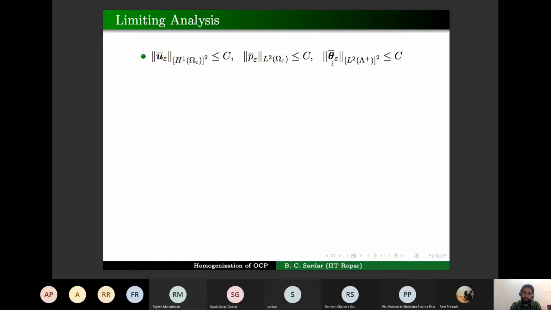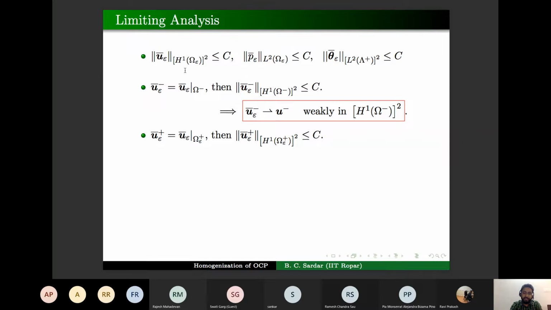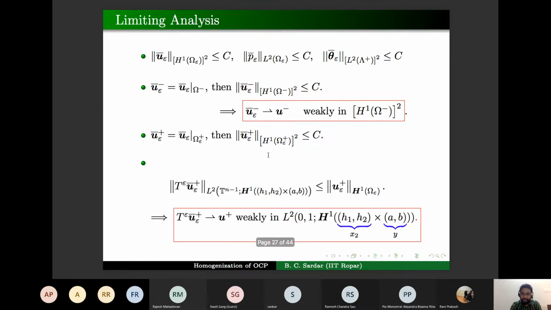First we write down on omega minus: we restrict U epsilon, the solution, to omega minus, which is uniformly bounded in H1 on omega minus, so we can extract convergent subsequences. For the oscillating part of the domain, we use the unfolding operator to get the estimate in a fixed domain. So here is the estimate: T epsilon of U epsilon plus, in this space, is again uniformly bounded, here it should be U epsilon bar, and then we have the convergent subsequences.